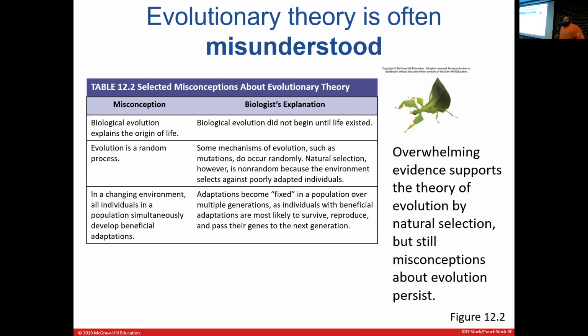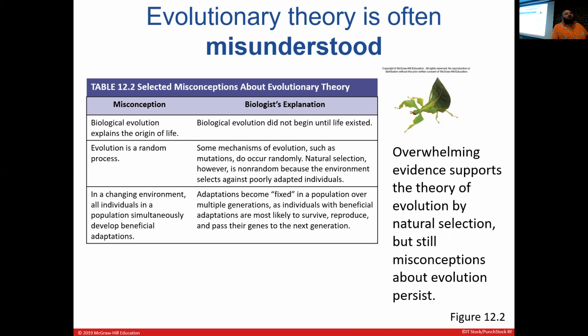And like I've kind of been alluding to, evolutionary theory is often misunderstood. There's overwhelming evidence that supports the theory of evolution by natural selection, but of course there are still some misconceptions about it that exist. And here's just a brief example of some of these. I'm not going to ask you to remember these.